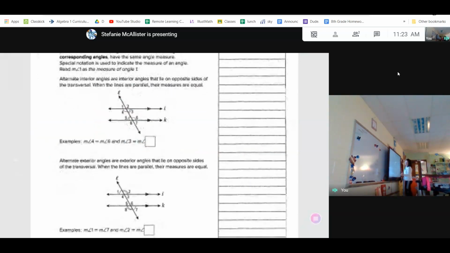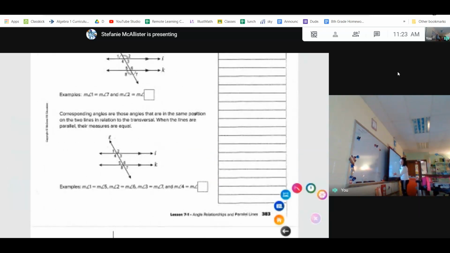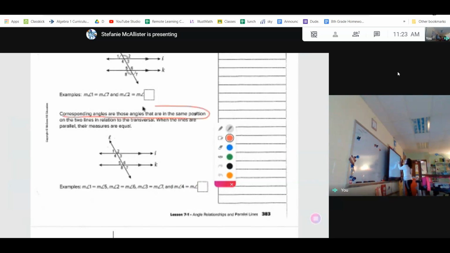Now, the one thing I want to share with you is, so we got alternate. We do one more thing. Hang on. Corresponding. I forgot corresponding in the last video we made. The corresponding angles are in the same position. So that means I'm in the same slot. So for example, here is 2. 2 is going to correspond with 6.